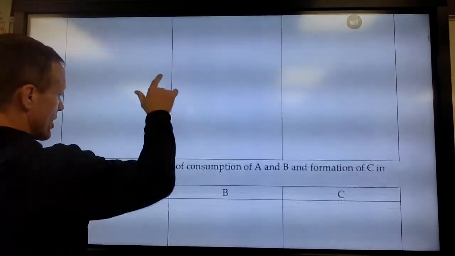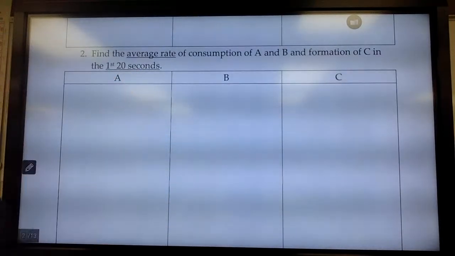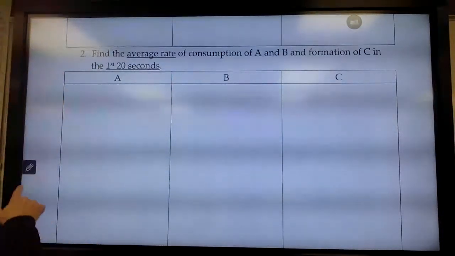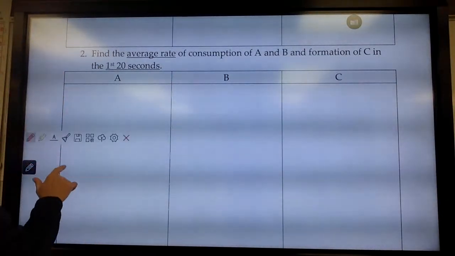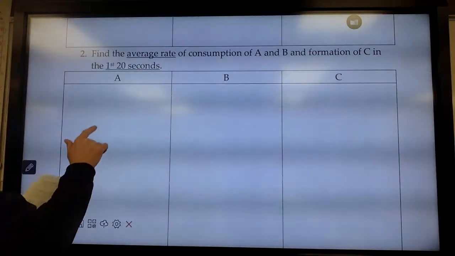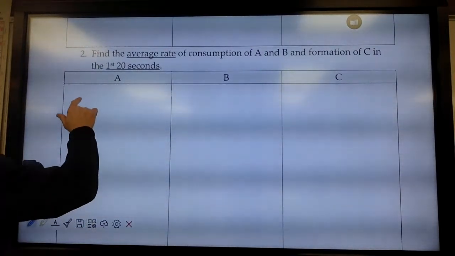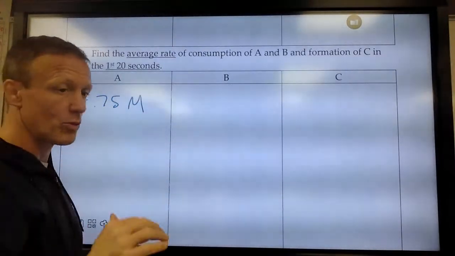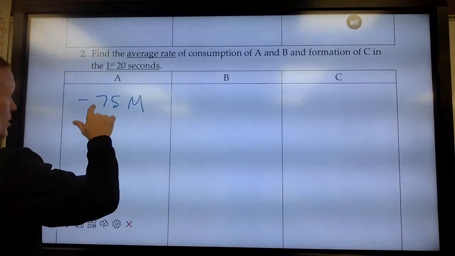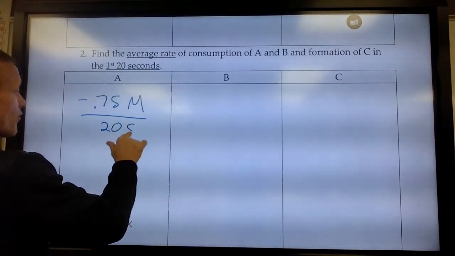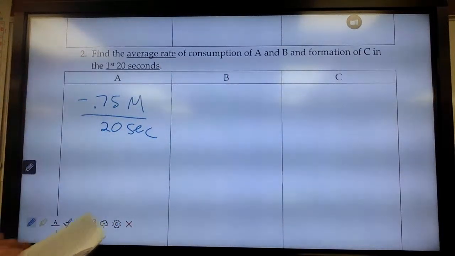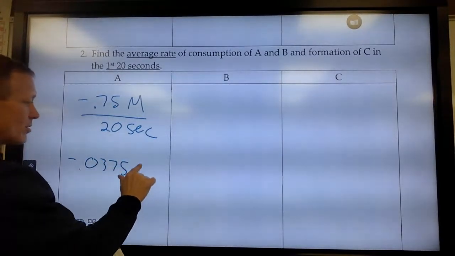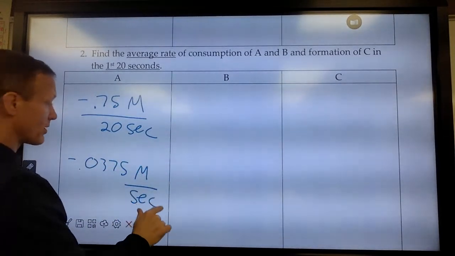I'm going to go on. Next section, we'll do one more section like that. What's the average speed in the first 20 seconds? So that first one was the first 10 seconds. Now, if we were doing A, it went from 1 molar to 0.25 molar, so it went down by 0.75 molar in those first 20 seconds. So its rate is a negative 0.0375 molarity per second, or moles per liter per second.